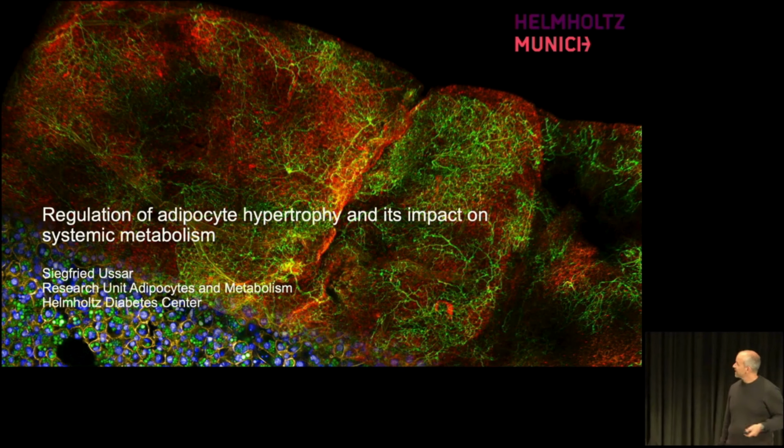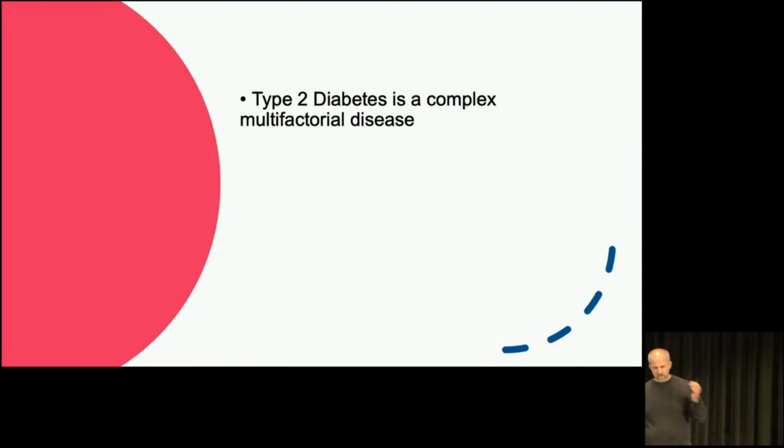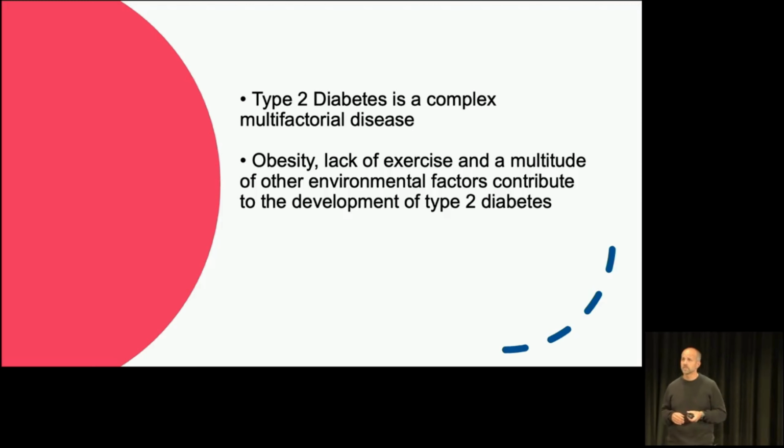Having said this, I think we all know that obesity is a problem, and associated with the rising rates in obesity, and especially childhood obesity, there's an increase in global rates of type 2 diabetes. And type 2 diabetes is a very complex multifactorial disease. I'm not really going to talk about the genetics and everything, but it's important to keep in mind that it's really obesity, the lack of exercise, and of course multiple other environmental factors that contribute to the development of type 2 diabetes, in addition to all the genetic predispositions that we have.